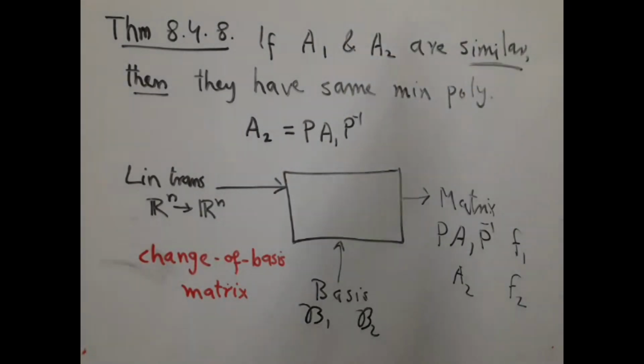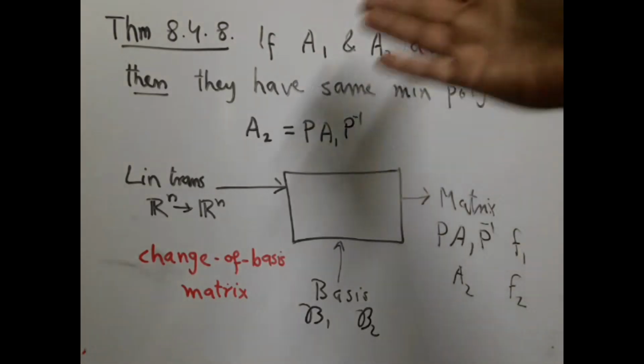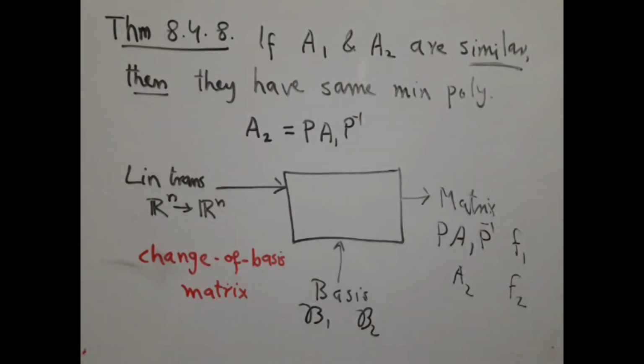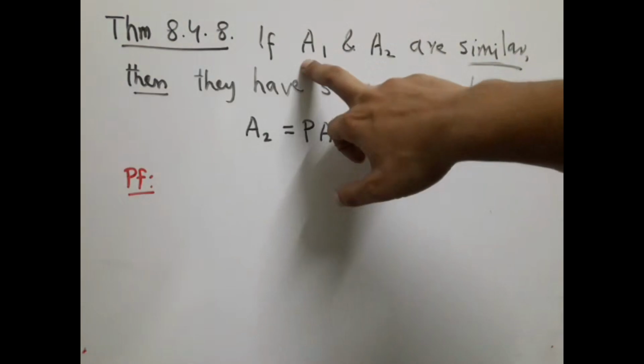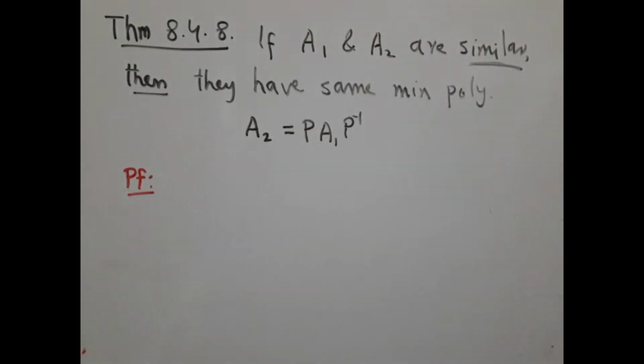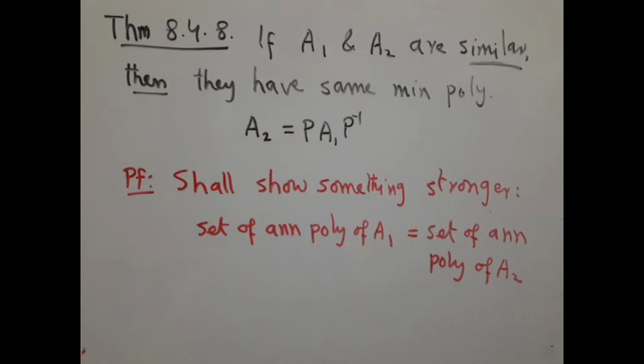So whenever A1 and A2 are similar, meaning whenever they represent the same linear transformation, possibly with respect to different bases, then they must have the same minimum polynomial. And the proof is absolutely trivial. So I want to show that the monic polynomial which annihilates and is of least degree is the same for A1 and A2. Well, I will show something way stronger. I will show that the polynomial annihilates A1 if and only if it annihilates A2. So the set of all annihilating polynomials of A1 is equal to the set of all annihilating polynomials of A2.